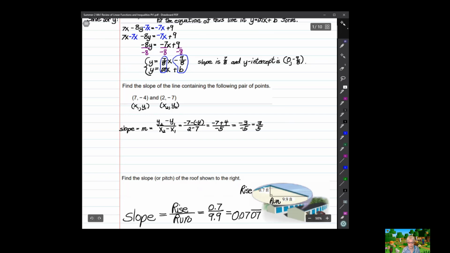Whenever you subtract a negative, that gives you a plus sign. So instead of -7 minus -4, I now have -7 plus 4, which is -3 in the numerator, and 2 minus 7 is -5, so we'll have -5 in the denominator. Negative divided by negative is positive, so our answer is 3/5. That is the slope, 3/5.